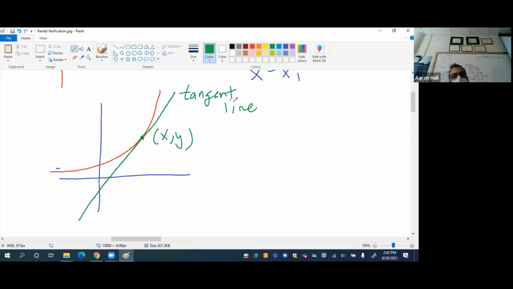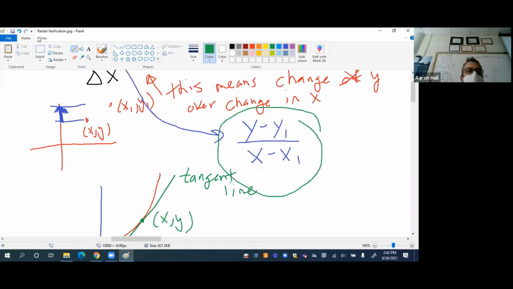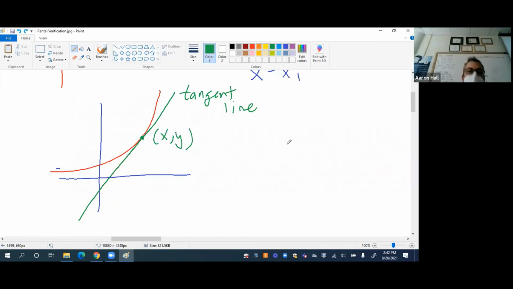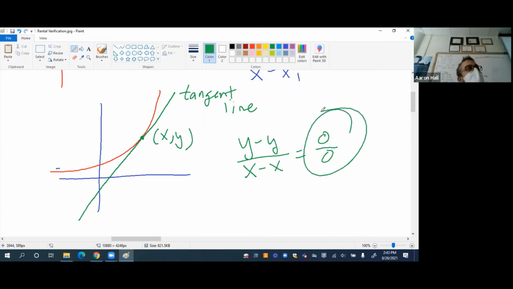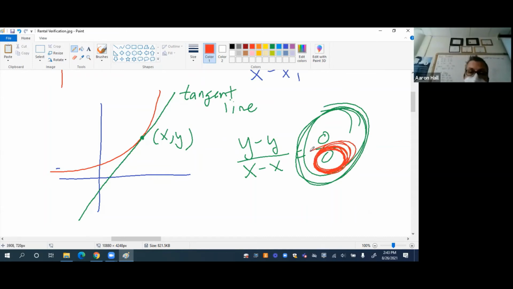And what's the problem using our equation over here? Well, if I have the same point, then I have y minus y over x minus x, which would give me what? 0 over 0. Is that even acceptable? Why is this not acceptable math? You cannot divide by 0 because of this little piece of information right here. This is illegal. We have violated a rule of math.